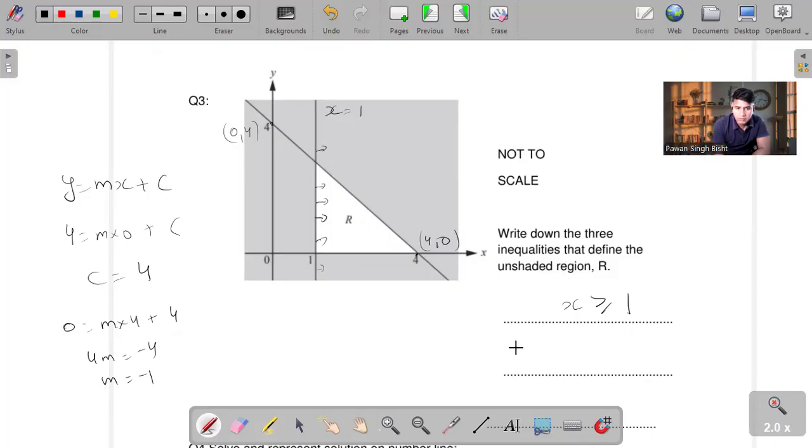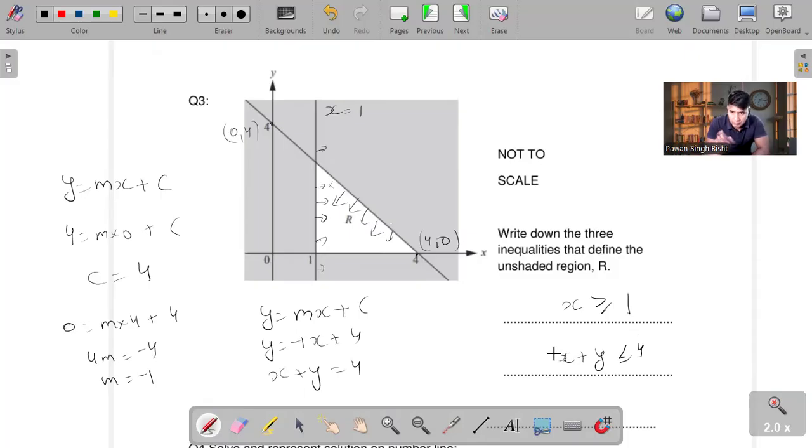So what will be the equation? y = -x + 4, because my equation is y = mx + c. So m is coming -1 and c is 4. Take x that side, x + y = 4. Now if you see, this shaded region is below this line, so the second inequality will be x + y less than or equal to 4. Why less than? Because this is below this.